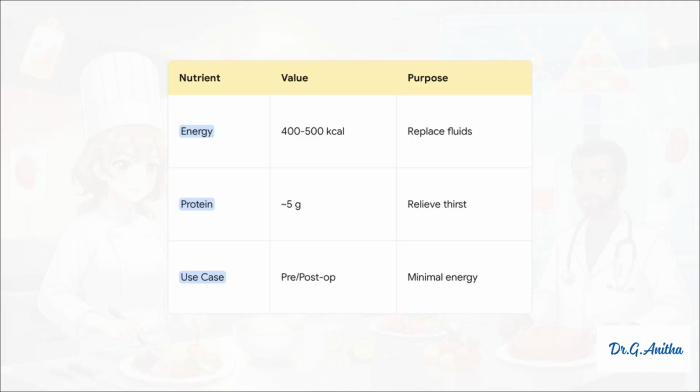And if you just look at the numbers here, its purpose becomes crystal clear. This diet is not about nutrition, not at all. With only 400 to 500 kilocalories and basically no protein, its only job is hydration and electrolyte replacement. And because it's so inadequate, that leads us to a really critical clinical warning.